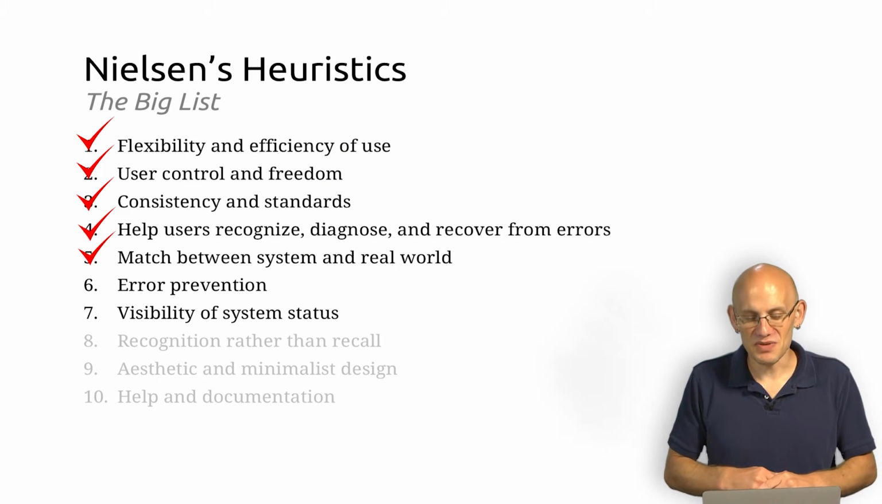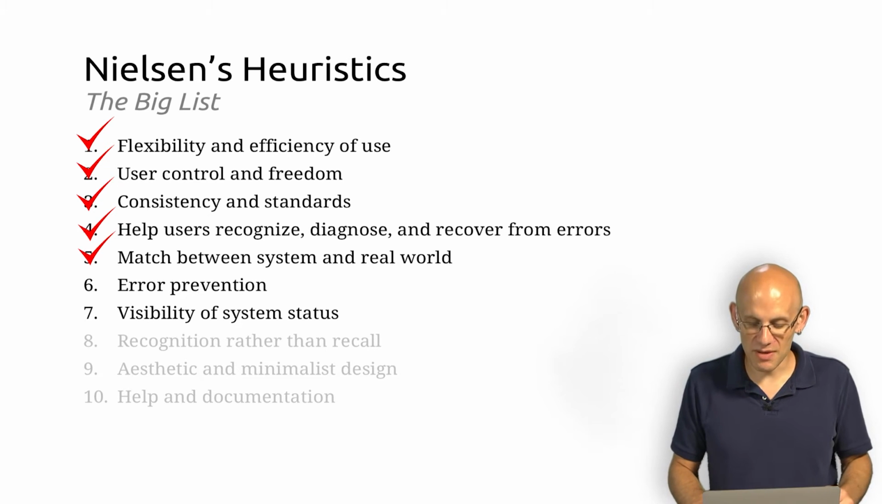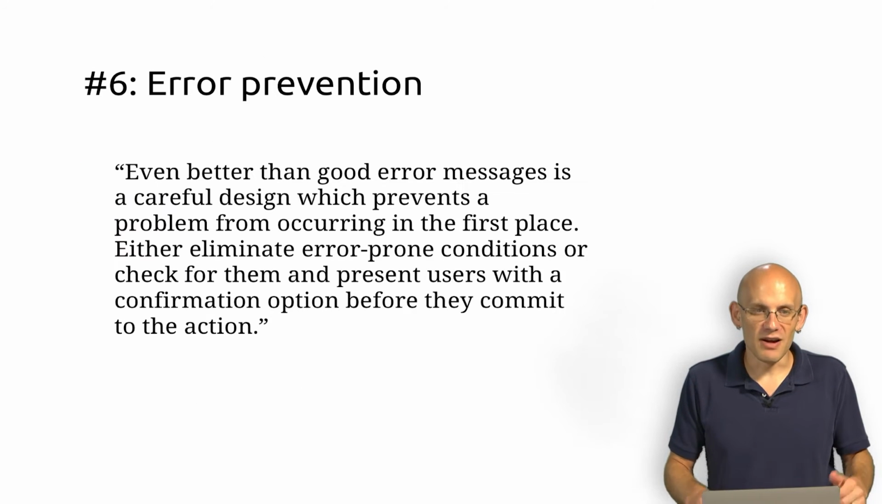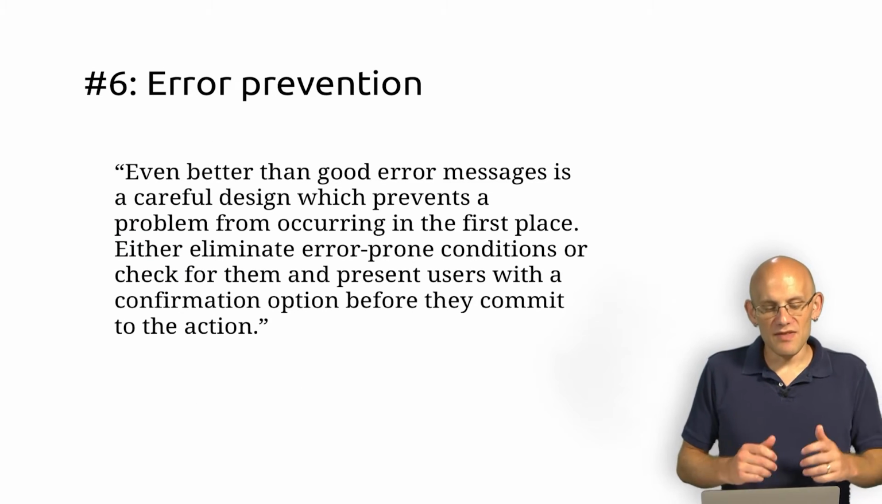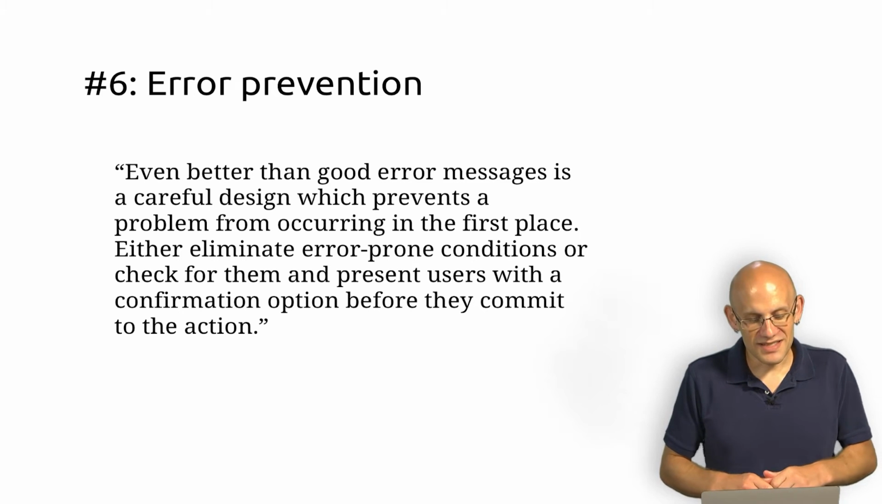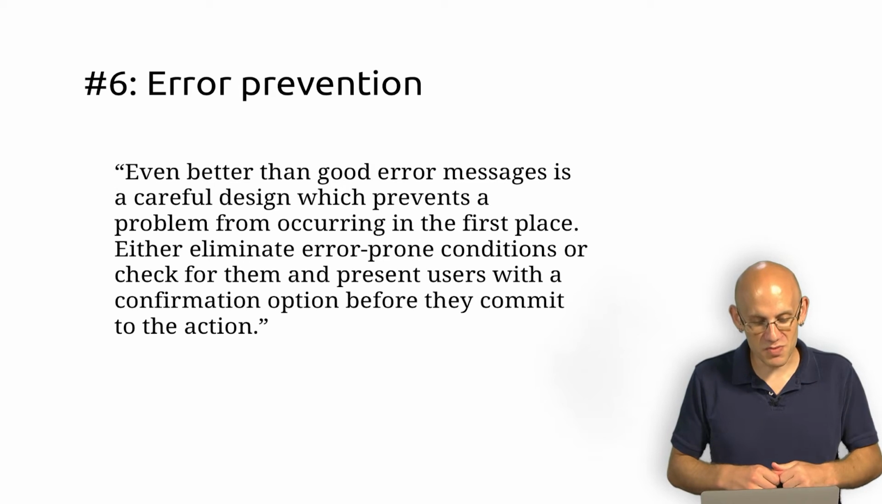Let's move on to error prevention. This is a big one. This is an important one. We've seen it a couple times through examples, but now we'll go through it in more detail. All right, let's do Nielsen's definition of error prevention, our 6th heuristic. Even better than good error messages is a careful design which prevents a problem from occurring in the first place.